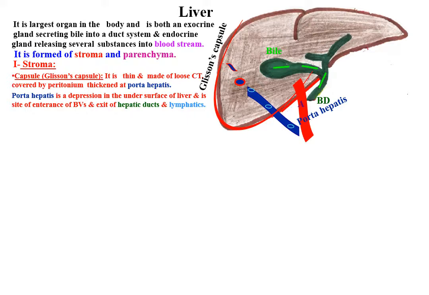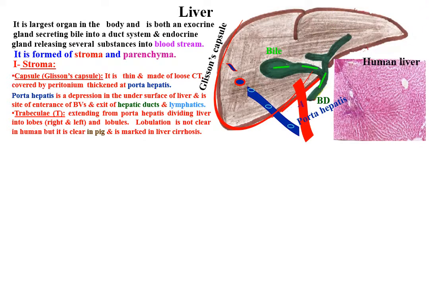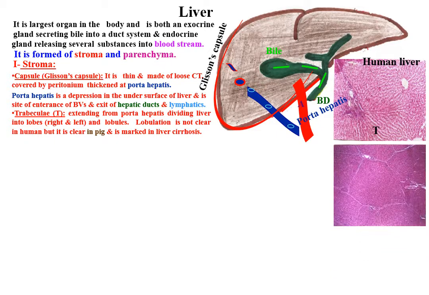Trabeculae are also loose connective tissue extending from the porta hepatis, dividing the liver into lobes, right and left lobes, and lobules. Lobulation is not clear in human, but it is clear in certain animals as pig. It becomes clear in human in certain diseases as liver cirrhosis.